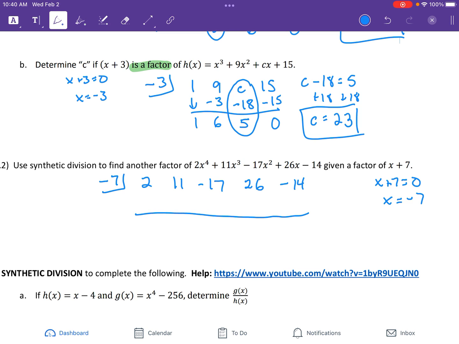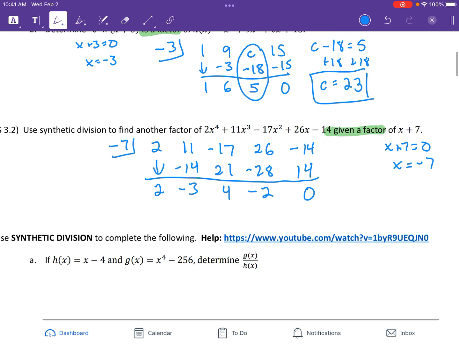All right, now because we're told that this is a factor right here, we know that when we're done with this whole problem, the last number we write down should be a 0. If it's not, then you've done something wrong and you should go back and check your work. So we drop the first number, which is a 2, times negative 7 is negative 14. Negative 14 plus 11 is going to be negative 3, times negative 7 is positive 21, which gives us positive 4 when we add, which gives us negative 28, negative 2, positive 14, and 0.